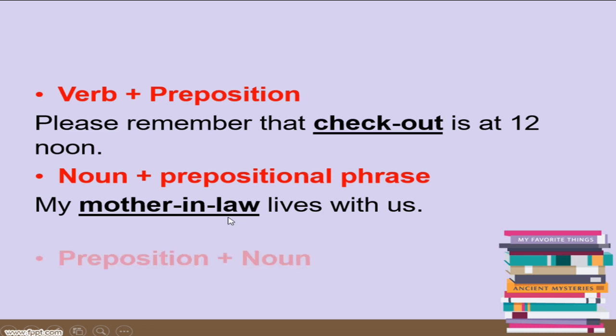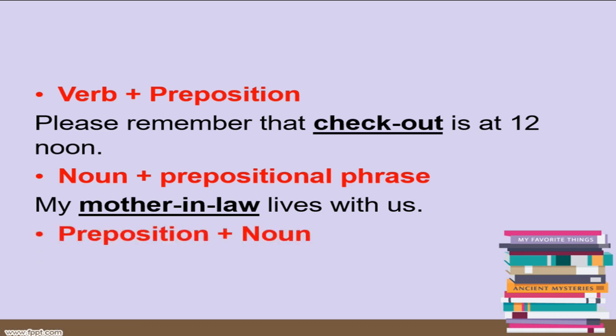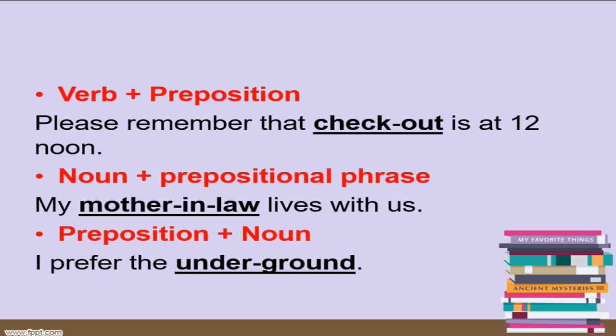We can use a preposition with a noun. I prefer the underground. Underground here means metro. So under here is a preposition and ground is a noun. So I compound them together to get a new word.